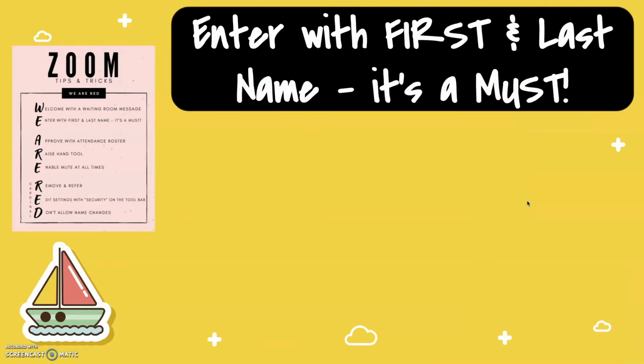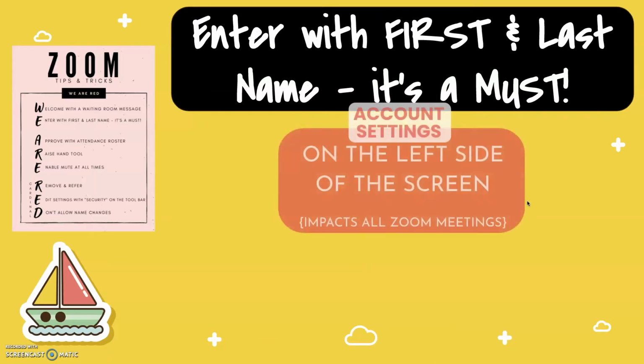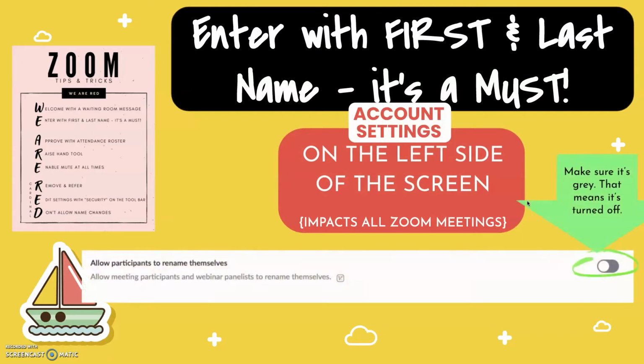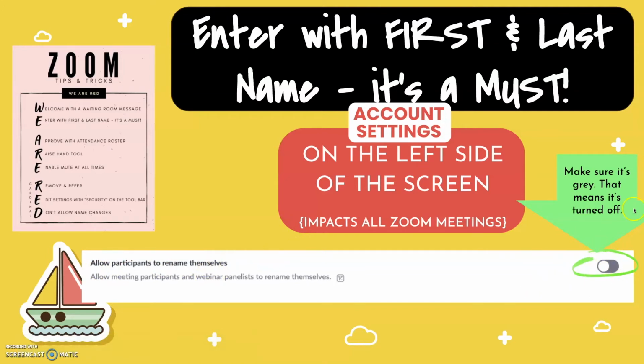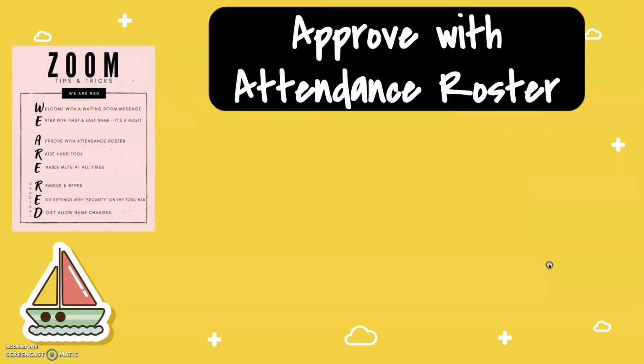Next up, you want to make sure that they do enter with their first and last name. It's a must, and so going through the approval with the waiting room is one way to help regulate that. But another setting you want to add is making sure that students cannot rename themselves. There have definitely been instances where students have changed their names to inappropriate things, so you want to prevent that from happening. So this is again in the account settings. You can search this phrase, and then it will pop up. Make sure that this little button is gray. That means that it's turned off so that students cannot change their names during the meeting.